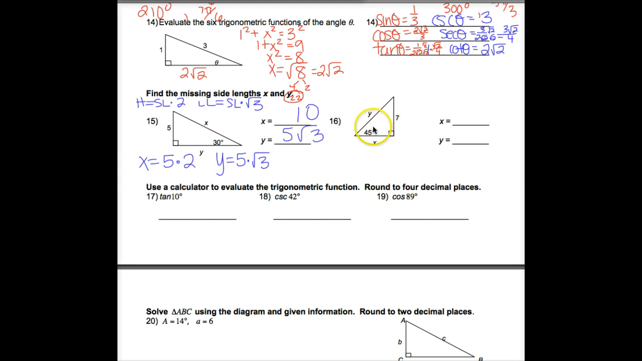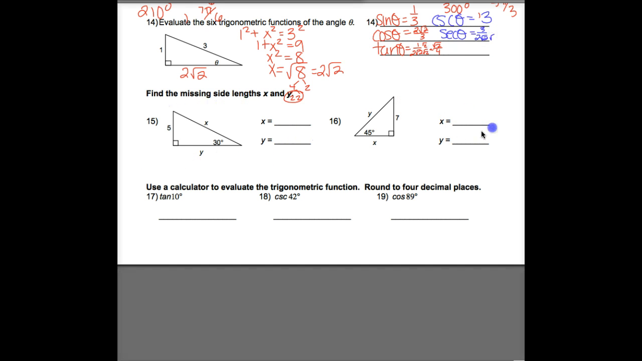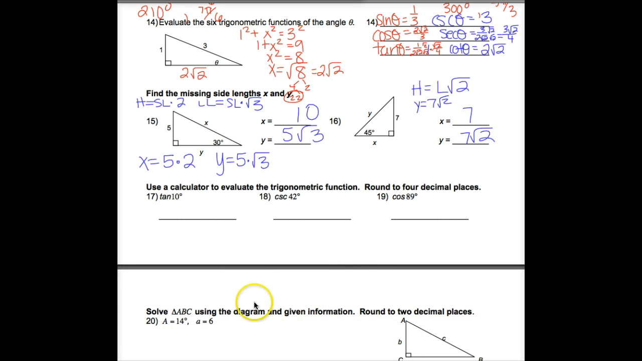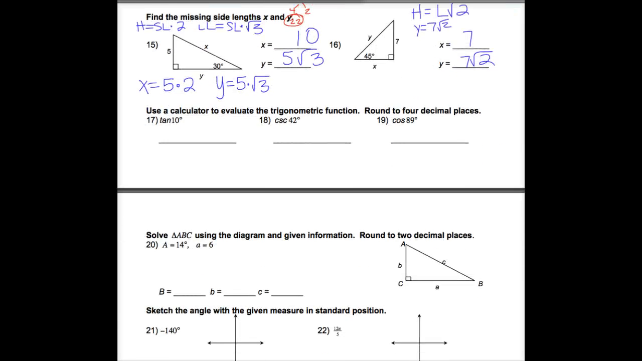On 16, it's a 45, 45, 90. Your formula is hypotenuse equals leg radical 2. The leg is 7, which, because this is isosceles, means the other leg is 7. So the hypotenuse, which is y, is 7 times radical 2. And again, that does not simplify. So that is all we can do. 17, 18, 19 are all using your calculator. Make sure it's in the right mode. This one needs degree mode.